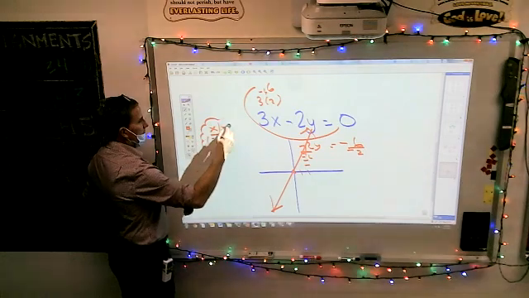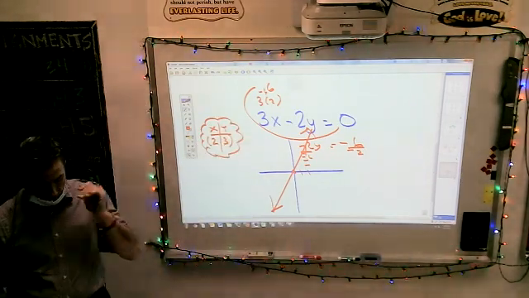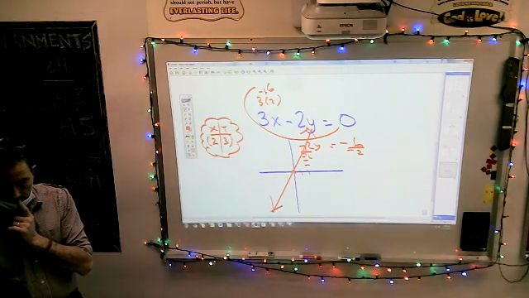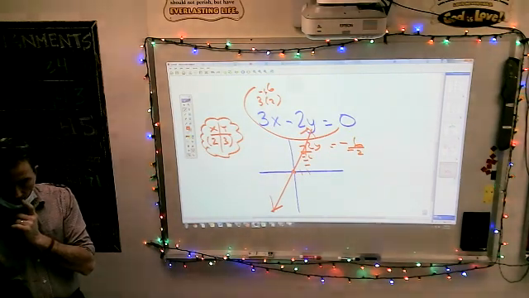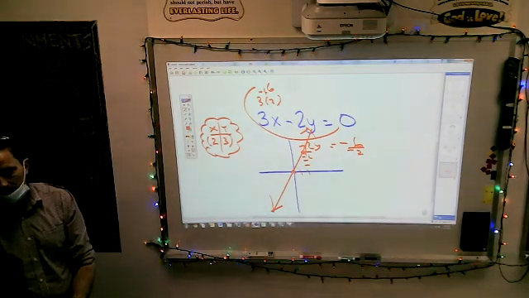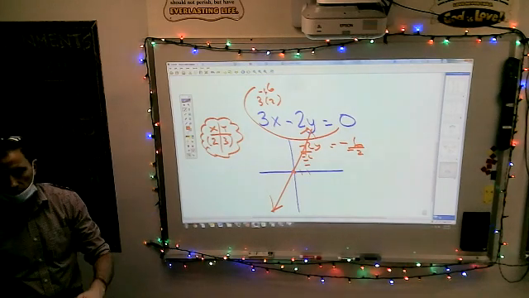Did I clear up all of your disillusionments? Maybe. Again, the one thing to remember is that if it's an x equals equation, it's going to be a vertical line. If it's a y equals one, it's going to be a horizontal line.